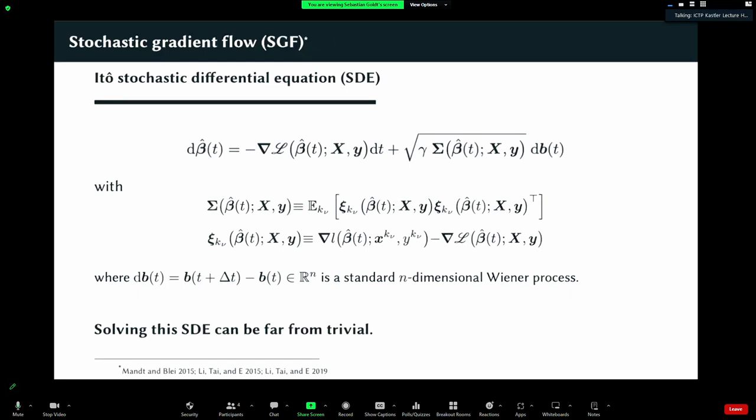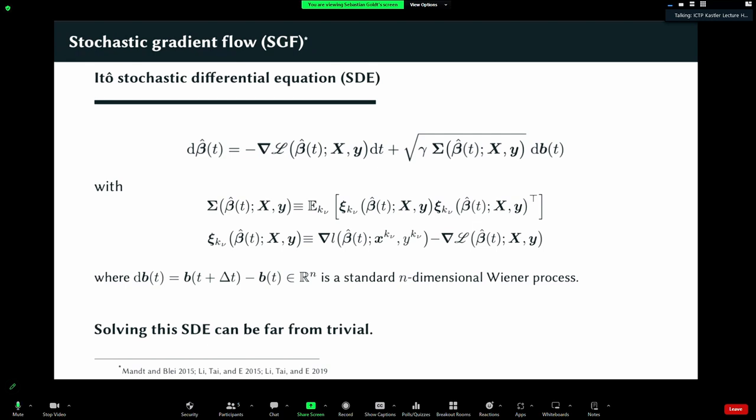In this talk, we will assume this Ito stochastic differential equation, which was first modeled by the authors listed below. There are other modelings I won't go into in detail because of time constraints, but it's mainly the gradient flow as the deterministic process plus a Brownian motion mediated by a diffusion matrix, which can depend on the state of the weights itself. Here, beta are the weights of the network, the big X are the data, the feature matrix, and the Y are the labels. So it's a regression setting, and this is defined by this expectation here. I'm using just one sample, but you could generalize to a batch.